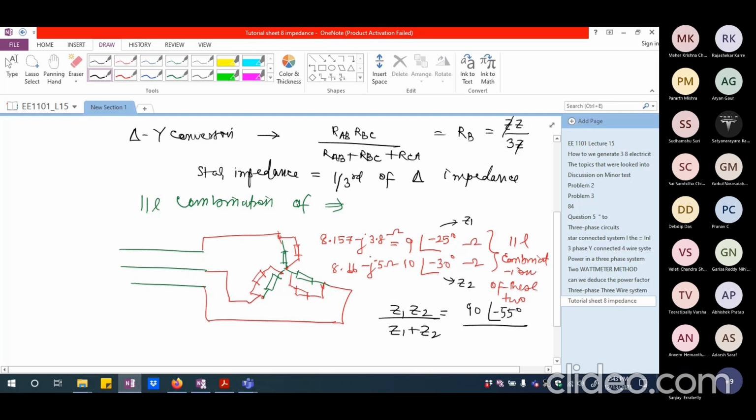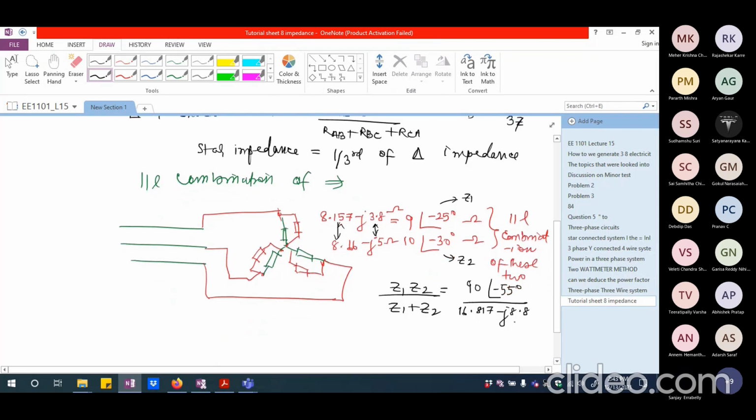Divided by Z1 plus Z2, I have to add the real parts and add the imaginary parts. So when I do that and convert, I am getting 16.817 minus j 8.8 ohms. This also is better converted into polar form, then it is easier to divide. So this comes out to be 90 angle minus 55 divided by 16 point.